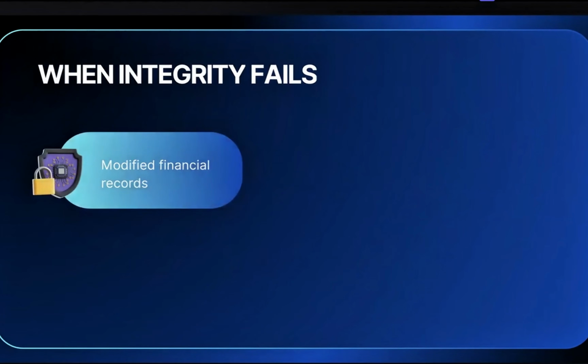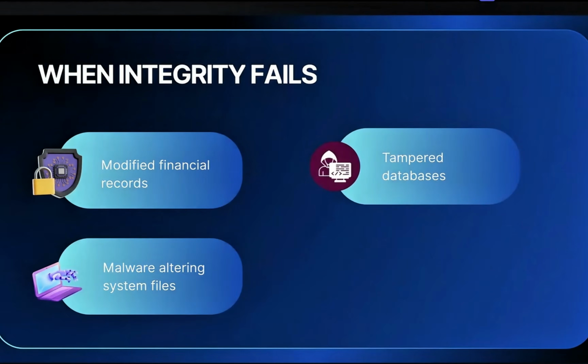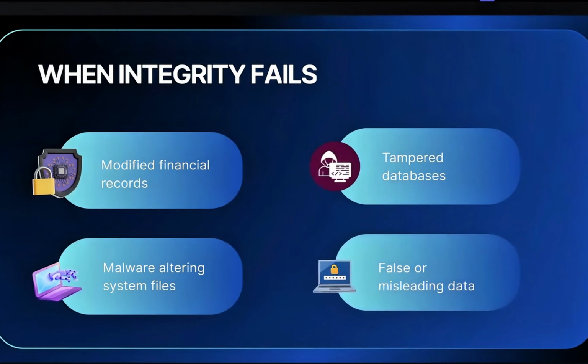Now, when can we say integrity has failed? Integrity failures lead to misinformation and fraud. So we can say when financial records are modified, at that point in time, we can say integrity has failed. When databases are tampered with, when malware has altered system files, and when false or misleading data breaks trust. When all this happens, integrity fails.